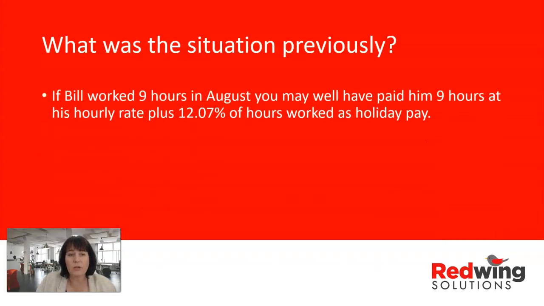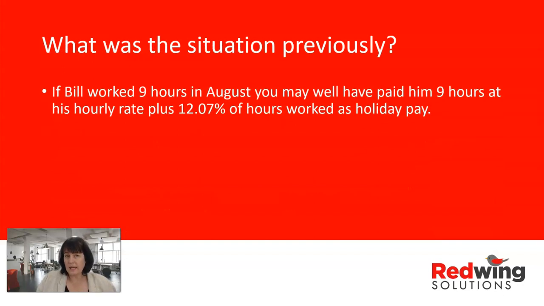So what was the situation previously? Well, take your common situation. One of you may well have this happen in your situation. You've got a zero hours employee and they work on a fairly ad hoc basis. We'll call this person Bill for the purposes of today. Let's say it's about to do August payroll and Bill has worked 9 hours for you in August. And what you've previously done, and Bill's been happy with it, is that you've paid him the holiday pay for those 9 hours at the end of August.